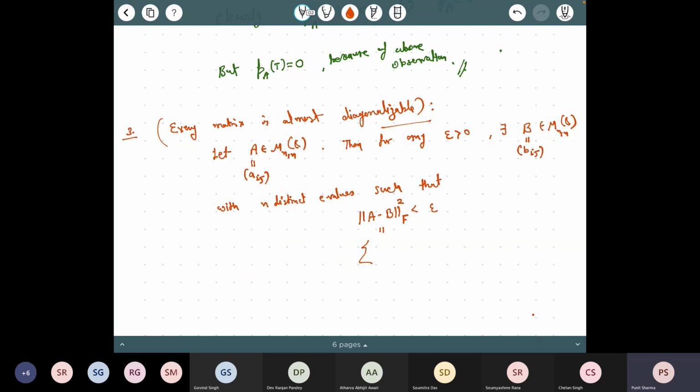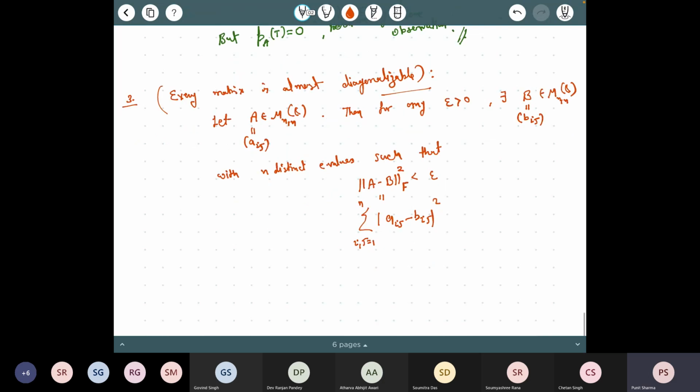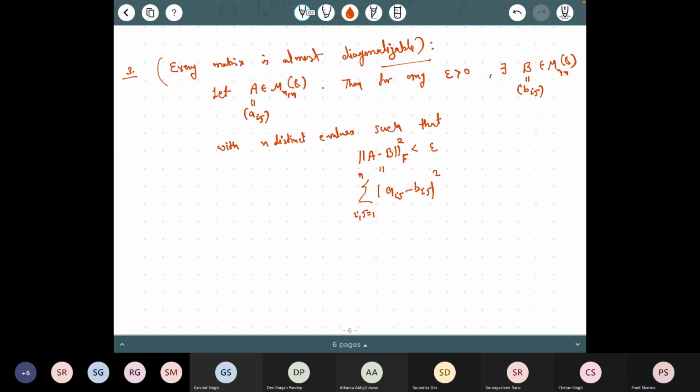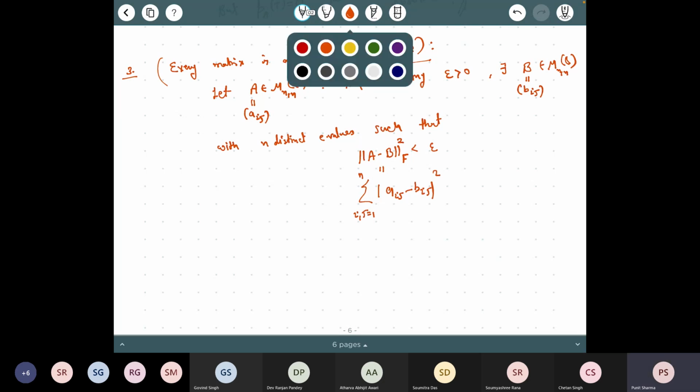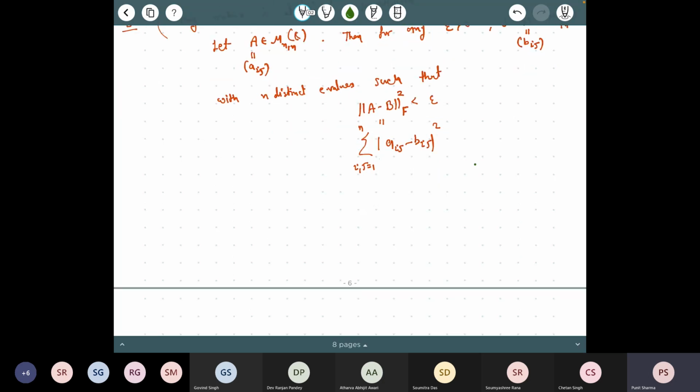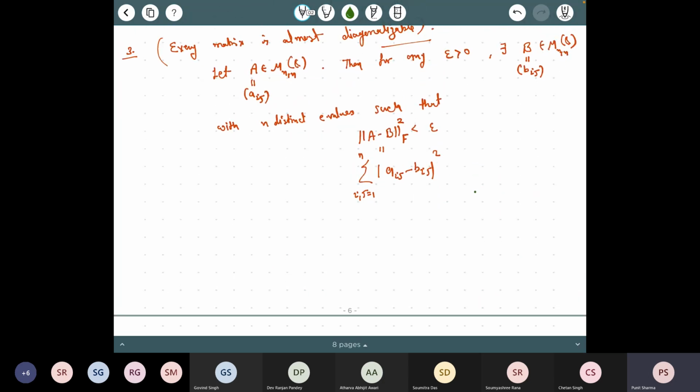So this is nothing but the sum of Aij minus Bij squared. This is the Frobenius norm of A minus B squared. Okay, so let us see how we can construct B. Now you tell me the proof of this. I'll give you the idea, but you have to tell me how I can construct this B. This is very easy. So let's see what we can do.